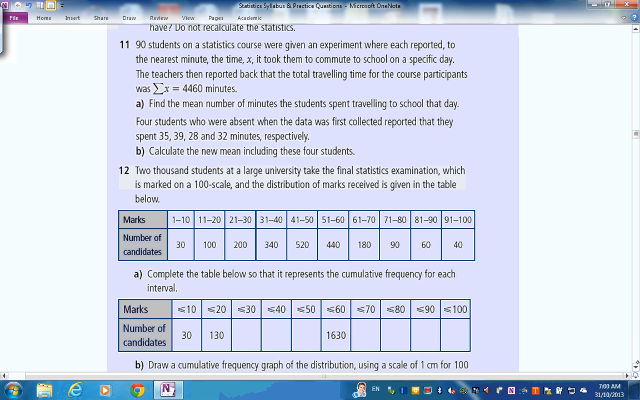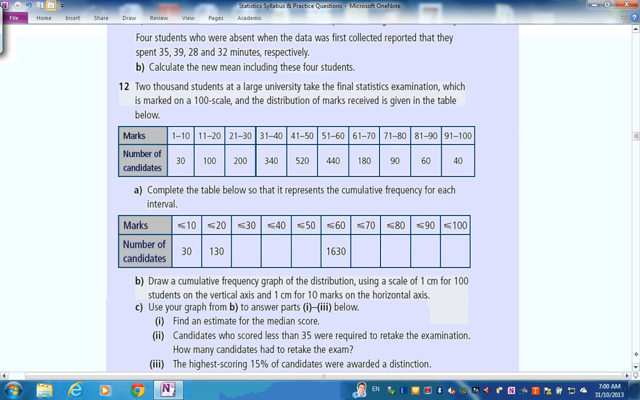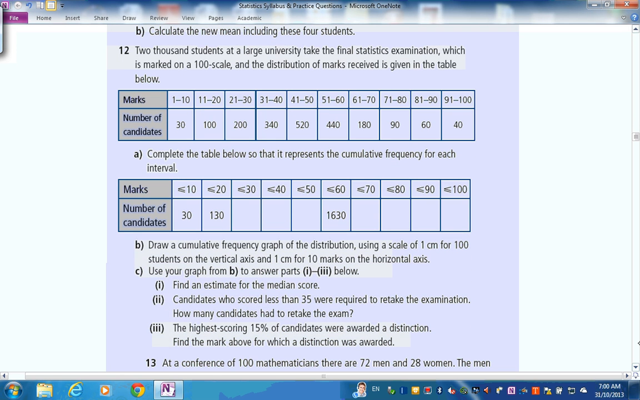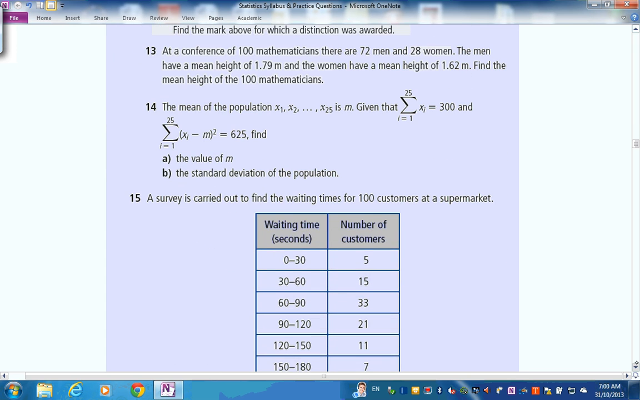Okay, down to 12 here. Can we get it all on? Not quite, I think. Oh, it might only be A and B in 12. There's a bit more here. Let's bring 12 up. There's all of 12 then. So 13. 13 and 14.